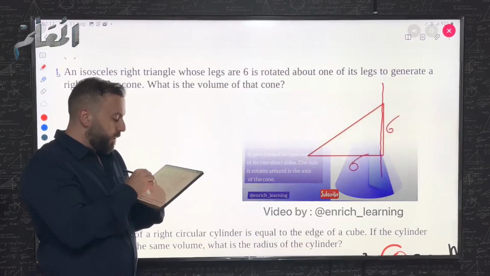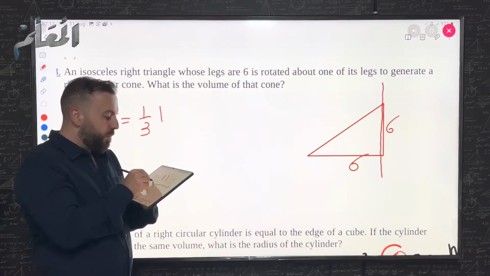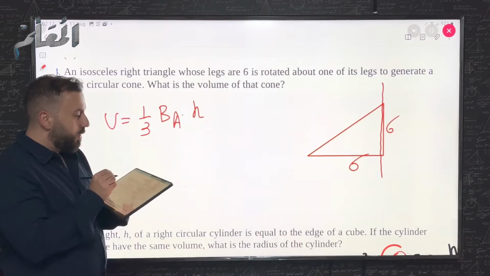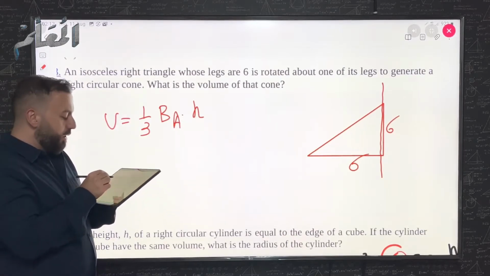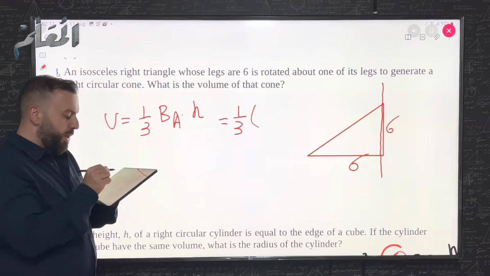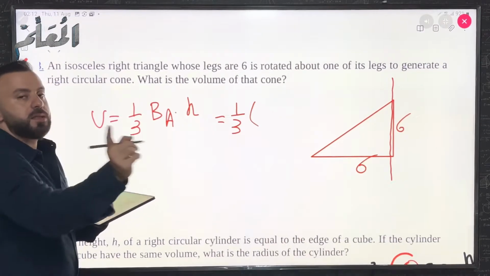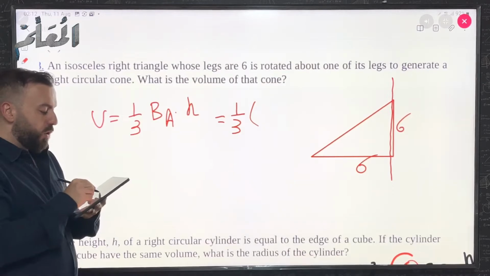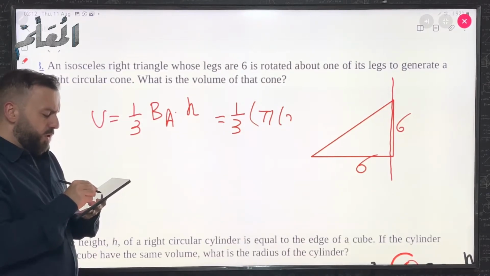I know that the volume of the cone is 1/3 times base area times what? Okay, height, and that's equal 1/3 times what's the base area. What's the base area? Since it's like moving a cone, the area is going to be pi times the radius, which is 6 squared, okay, times the height, which is 6.